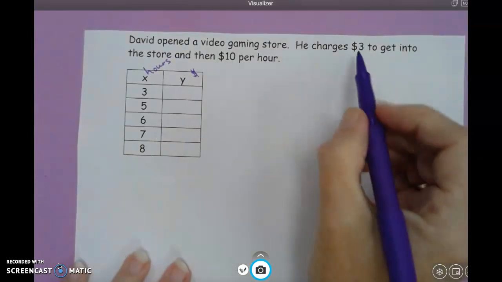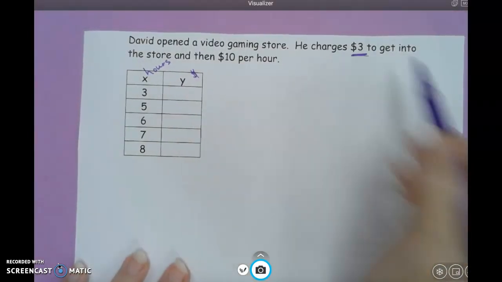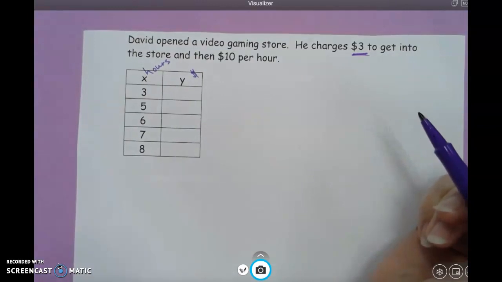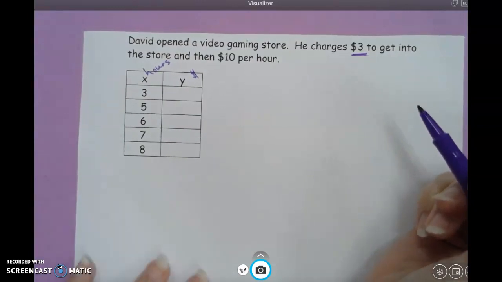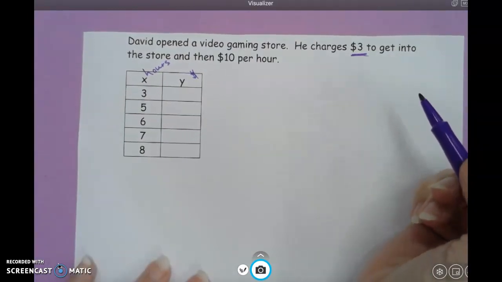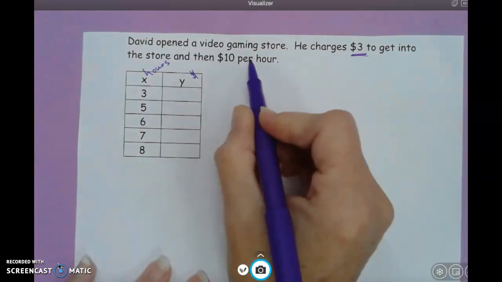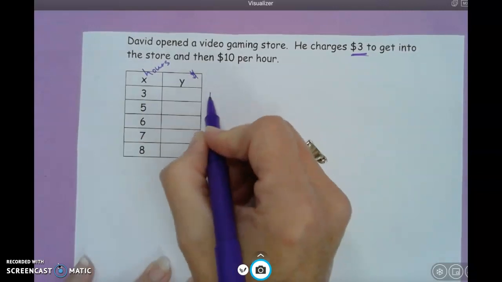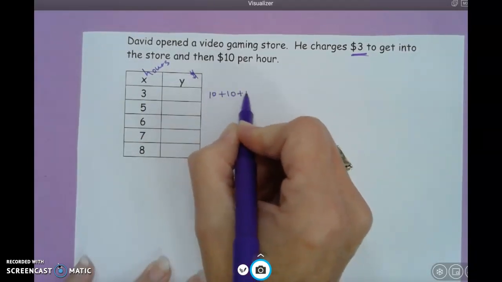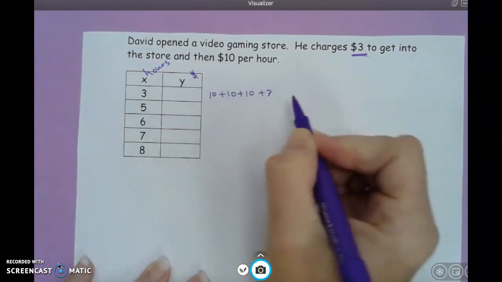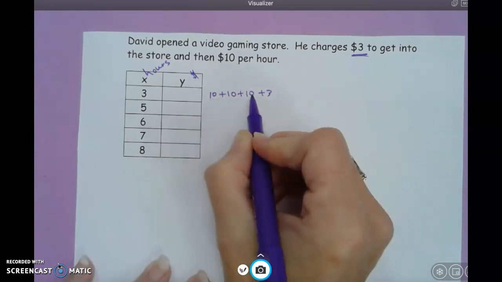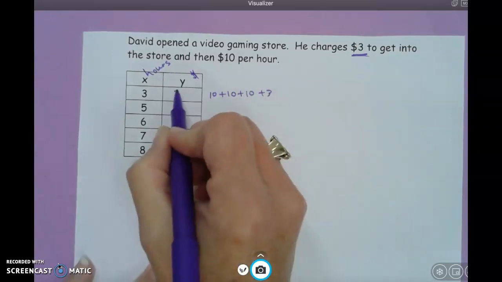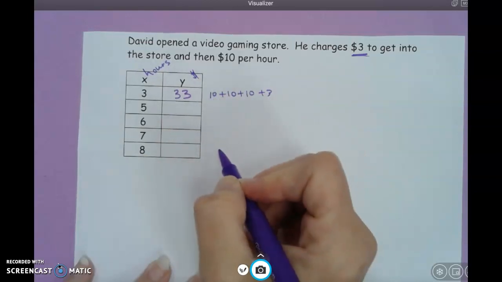So we get charged $3 just to walk in the door. It's kind of like going to the fair. You get charged just to walk into the fair. So David's going to charge you $3 just to come into his store, and then $10 for every hour. So for here, you're going to spend 3 hours. So that's going to be 10 plus 10 plus 10 plus the 3. So you're going to have to pay $30 for the hours plus the $3 to get in. So your total bill would be $33.